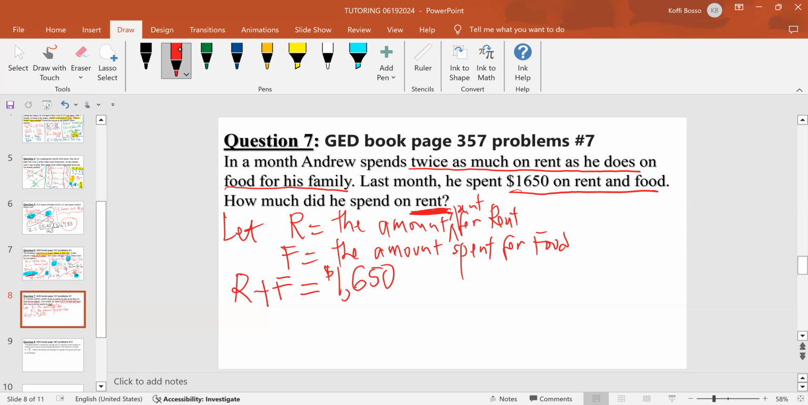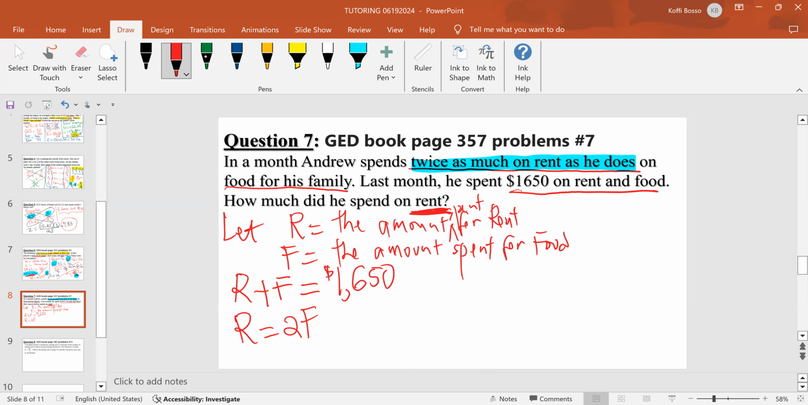Now the second equation. I think you have to solve it because these are similar. What's the second equation? They say twice as much on rent as he does on food. So that would be R is equal to 2F. Congratulations before we continue. Yes, so R equals 2F.